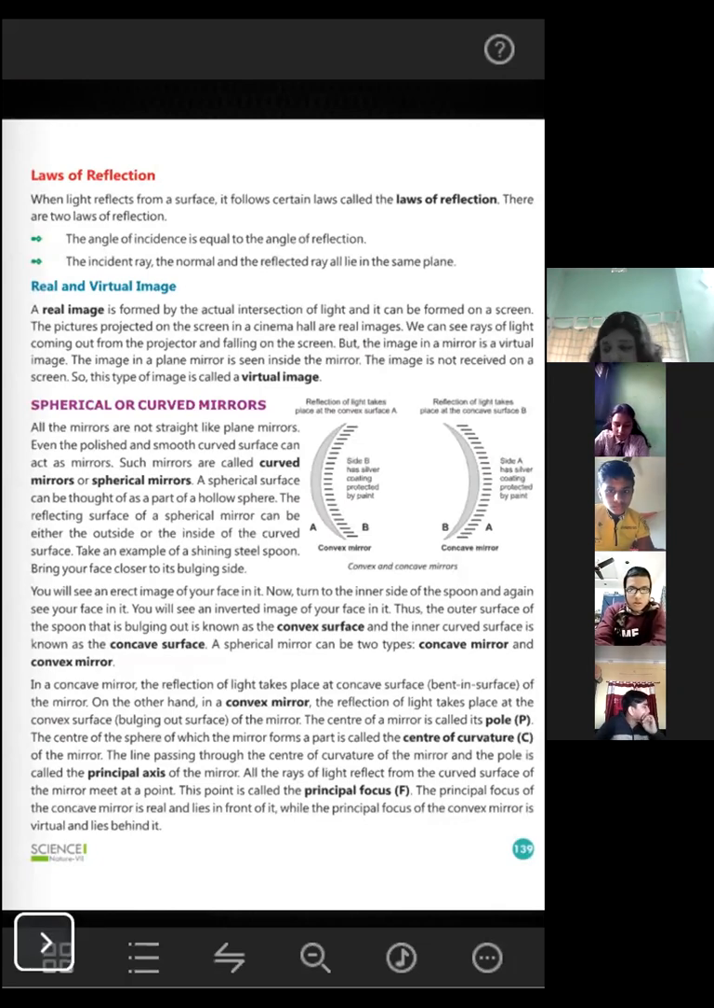Up to this, about real image, virtual image, reflection, concave and convex mirror, you just read up to this and make sure that there is no doubt. If there is any doubt, you can ask me.